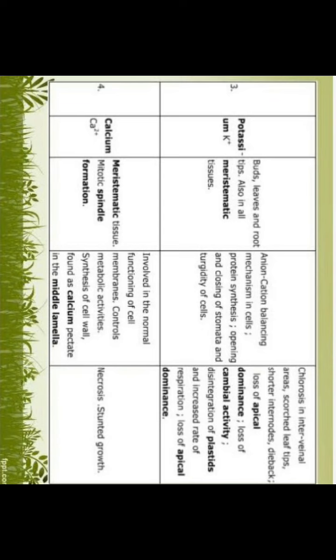So now the next one, calcium. The available form is Ca2 plus. Plants absorb calcium from the soil in the form of calcium ions, Ca2 plus. Regions: meristematic tissues, mitotic spindle, and it is present on a large scale.